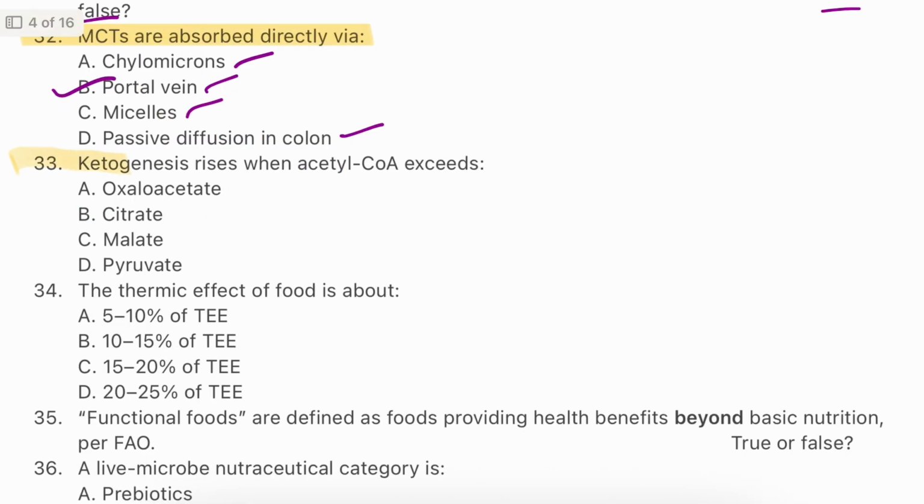Question number 33. Ketogenesis rises when acetyl-CoA exceeds oxaloacetate, citrate, malate, or pyruvate. The answer will be A, oxaloacetate. Excess acetyl-CoA when oxaloacetate is low drives ketogenesis.